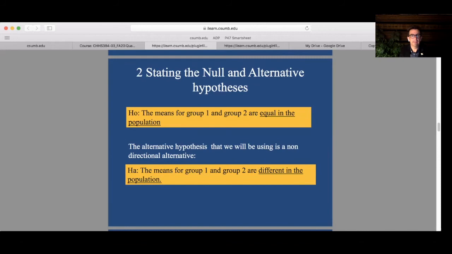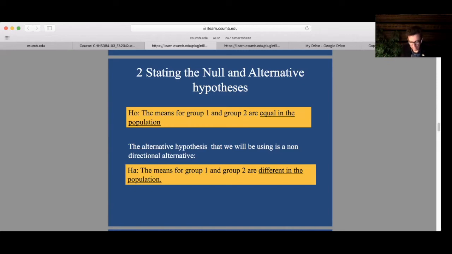The second step is to formulate your null hypothesis, right? The null hypothesis in a t-test is always that the mean for group 1 and group 2 are equal in the population. There's no difference between the means of group 1 and group 2 in the population. And the alternative hypothesis, we can have many, but the best one for me is the two-tail. And this one is that the means for group 1 and group 2 are different in the population, right? The null is that there's no difference, and the alternative is that there is a difference in the population.